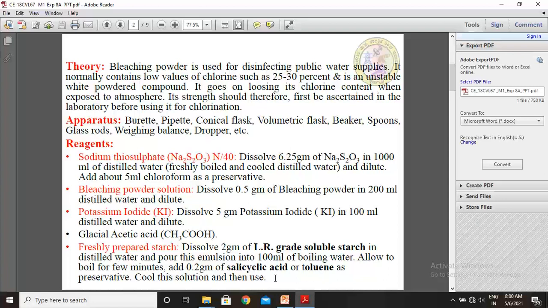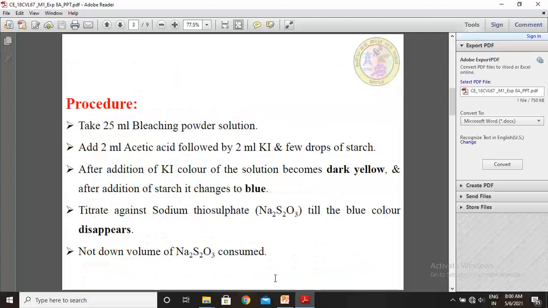So now I have explained in detail how to prepare reagents. Next, after preparing the reagents, now how to conduct the experiment. So the procedure is required.